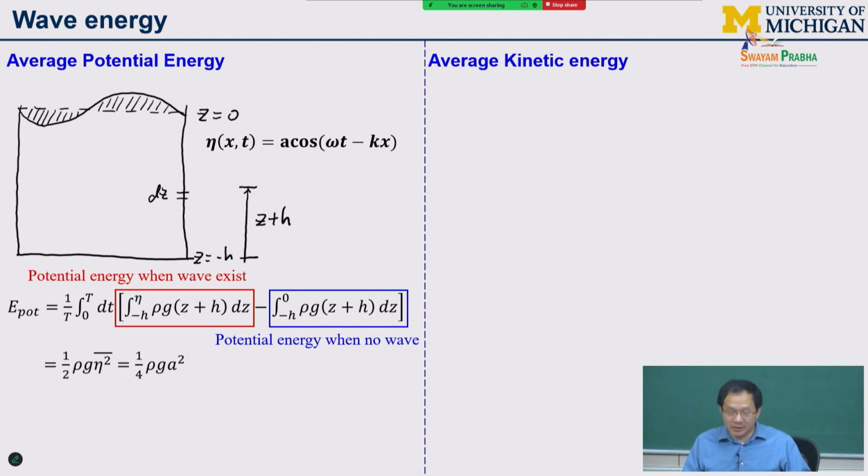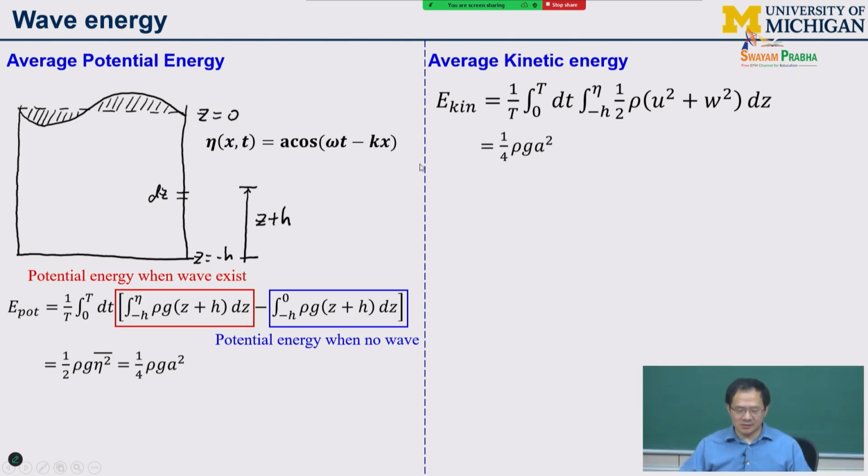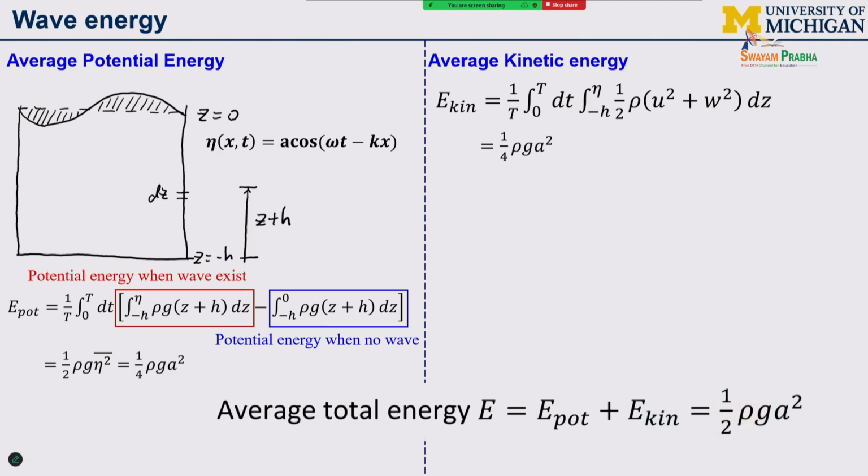It's 1 over 4 rho g A square, where A is the amplitude, the potential energy in one wave period. Similarly, if you look into the particle motion, U square plus W square, the total velocity, and you integrate over this particular volume and wavelength, you will find this is also 1 over 4 rho g A square. Kinetic energy and potential energy added together is the total energy, 1 over 2 rho g A square.